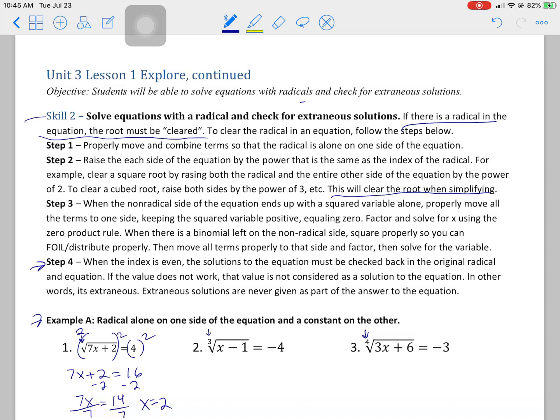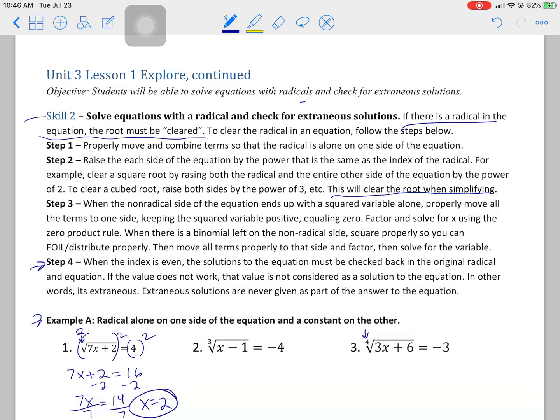So I just did this one. I got a 2. I need to put it back in the original equation. 7 times 2 equals 14, plus 2 is 16. Square root of 16 is 4. Yes, that's right. Yes, that is a solution. Okay, let me get some room here.